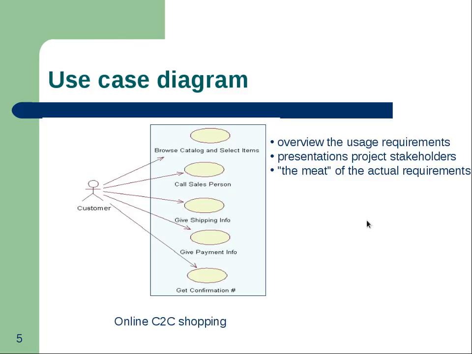The use case is a really good diagram to give your boss or your customer to describe what it is your program does overall. And this is a great example. You have your customer on a CSCI, which is basically an online shopping, commerce-to-commerce shopping program. So the customer might be another business person. What can the customer do? That's what this use case diagram shows. What high level can this customer do? Well, he can interact with the system by looking at the catalog, maybe selecting items. Maybe you can call a salesperson, get shipping info, give payment, and get a confirmation number back.